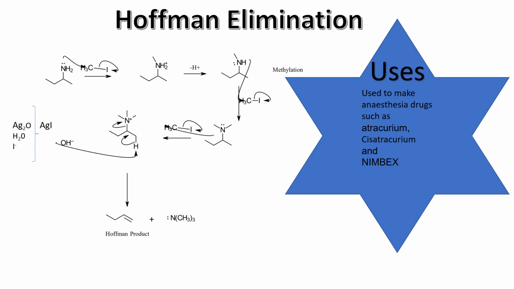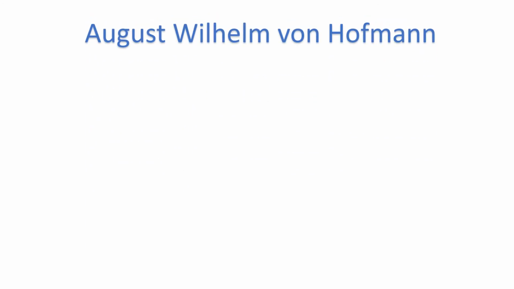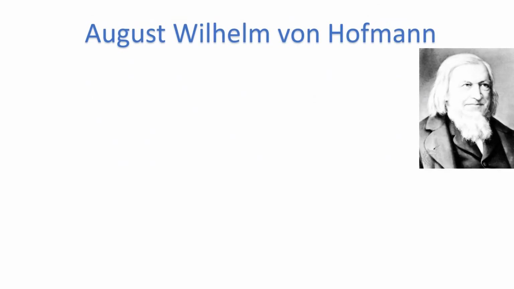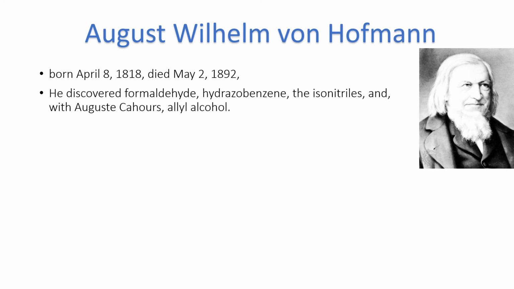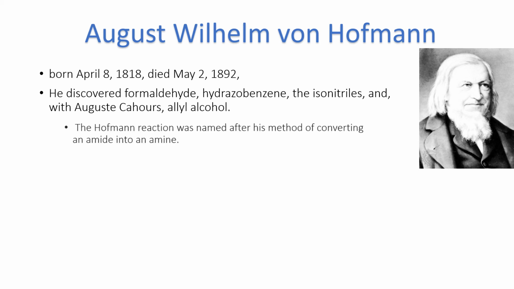So let's talk about the guy behind it all, August Wilhelm von Hofmann. There's a lovely picture of him there. He was born April 8th, 1818, and he sadly died May 2nd, 1892. Among many other things, he discovered formaldehyde, hydrazobenzene, the isonitriles, and, with August Cahours, allyl alcohol.